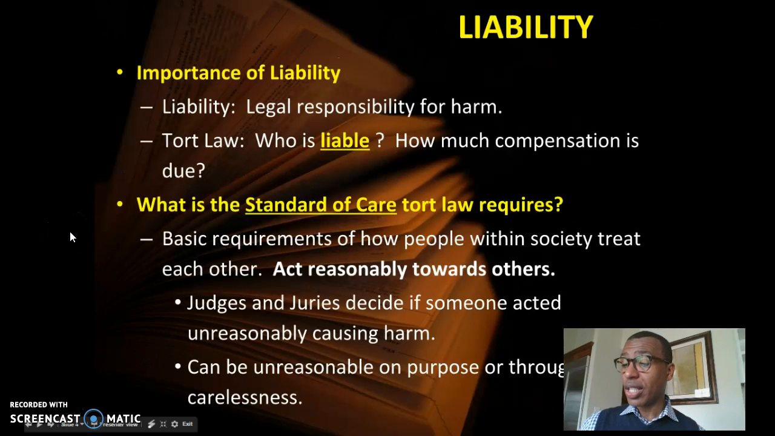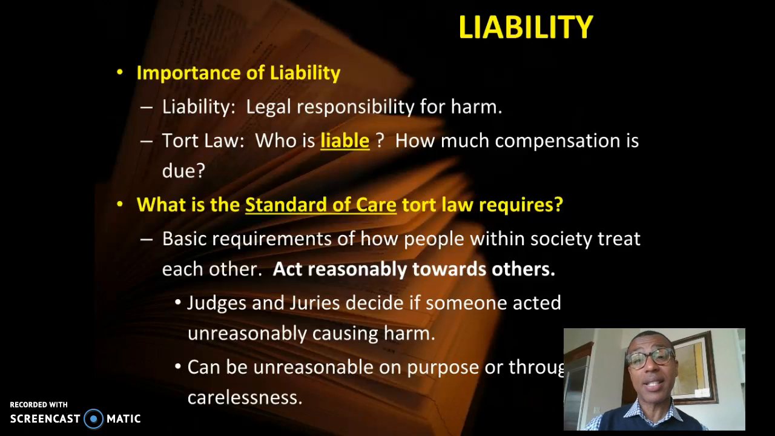The next thing we want to talk about is liability, and this is really important. I'm going to ask that you take really good notes on this particular slide. So tort law deals with the question, number one, who should be liable or responsible for the harm caused? So that's the first question that tort law deals with. The second question is, how much should be paid in damages, or what should the remedy be? So tort law is concerned with these two major questions. Who should be liable or responsible for the harm caused?